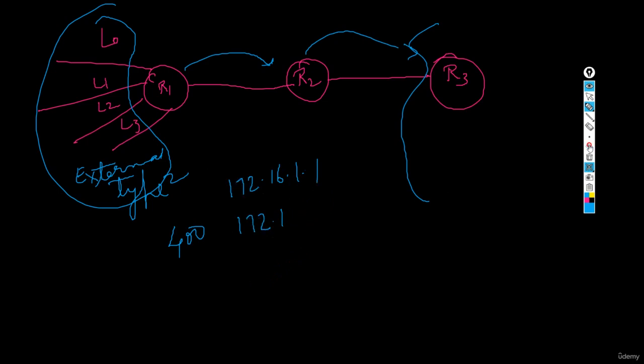We will do the non-so stubby area. Non-so stubby area means what we will have here: in this one, we will get the default route. Okay. Here we will get one default route to go to this network.